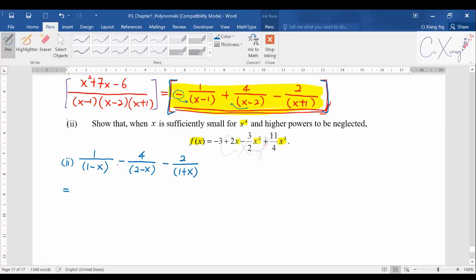After I do it like this, I will bring the denominator up to become the numerator. The first one I will have 1 minus x power negative 1. The second one I will have negative 4, 2 minus x power negative 1. And for this one, I will have negative 2, 1 plus x power negative 1. The reason I need to do the adjustment just now is that I want to make all the x in the second term and all the numbers in the first term.